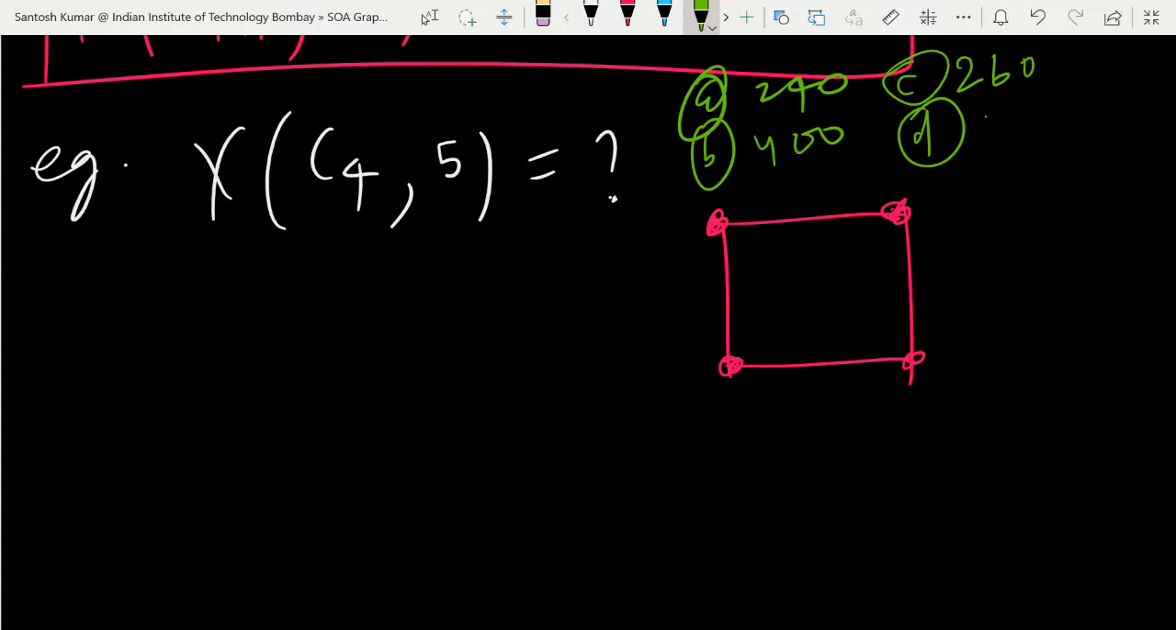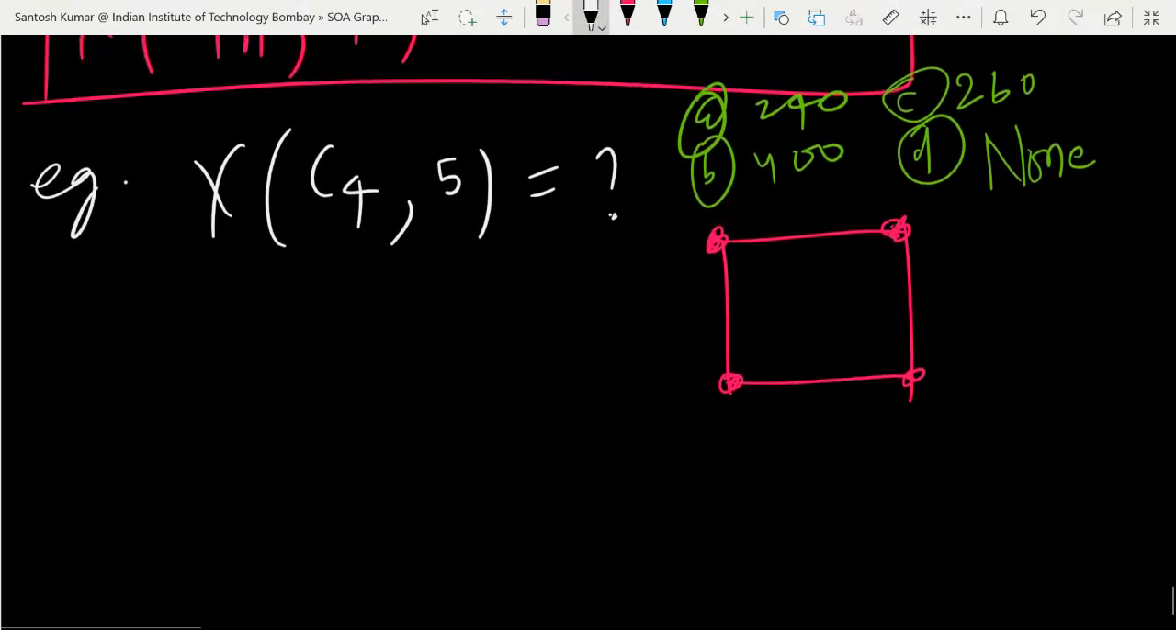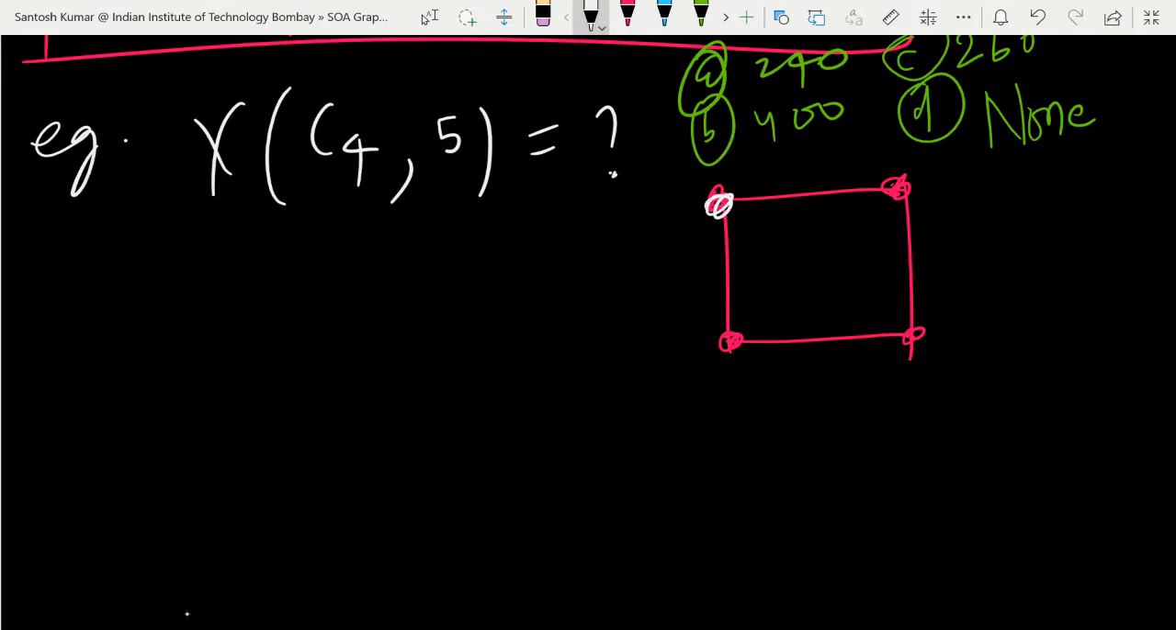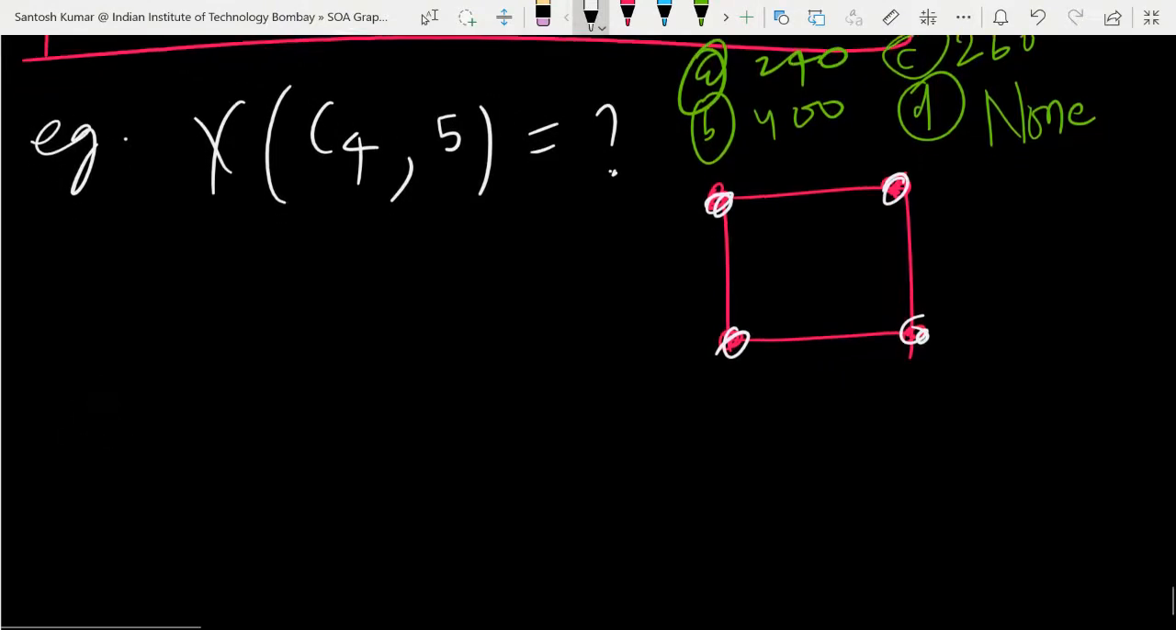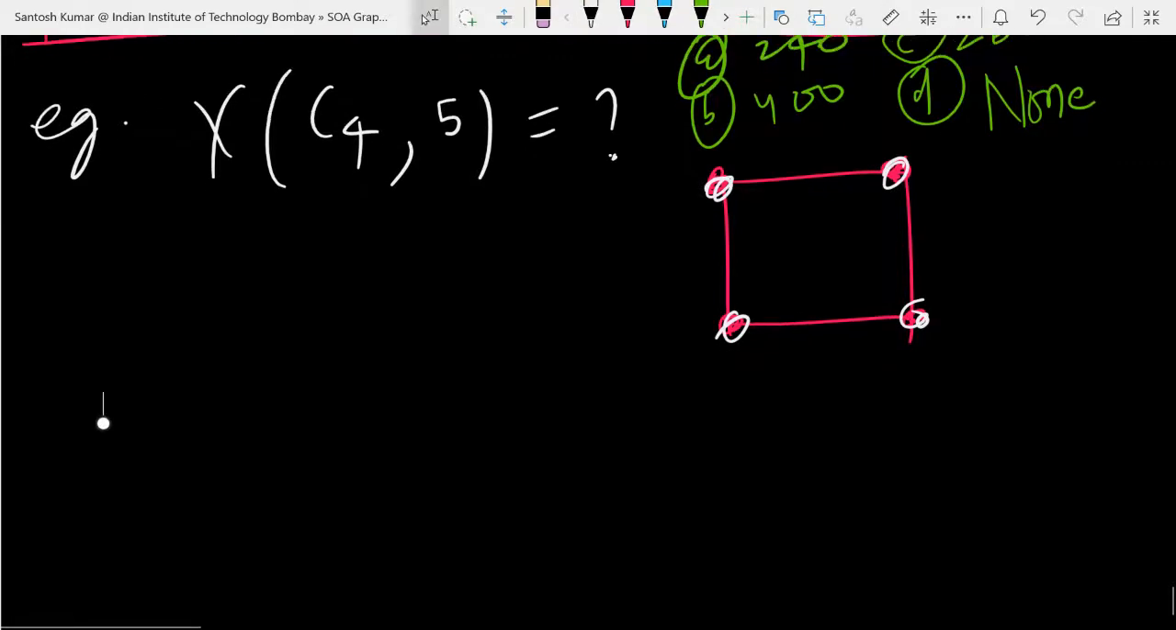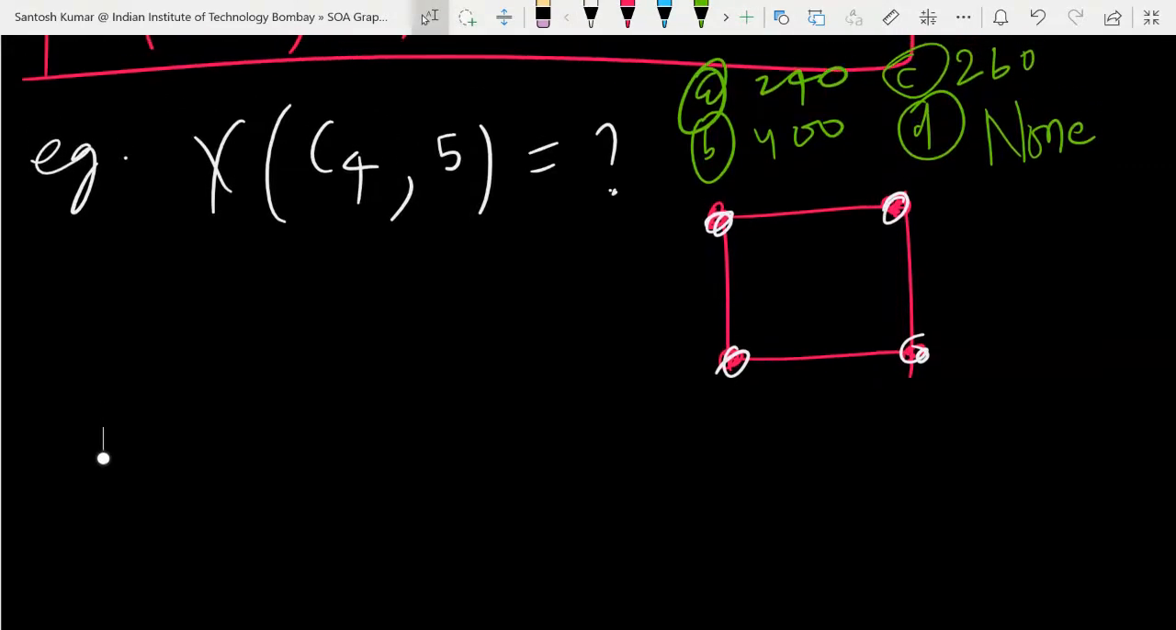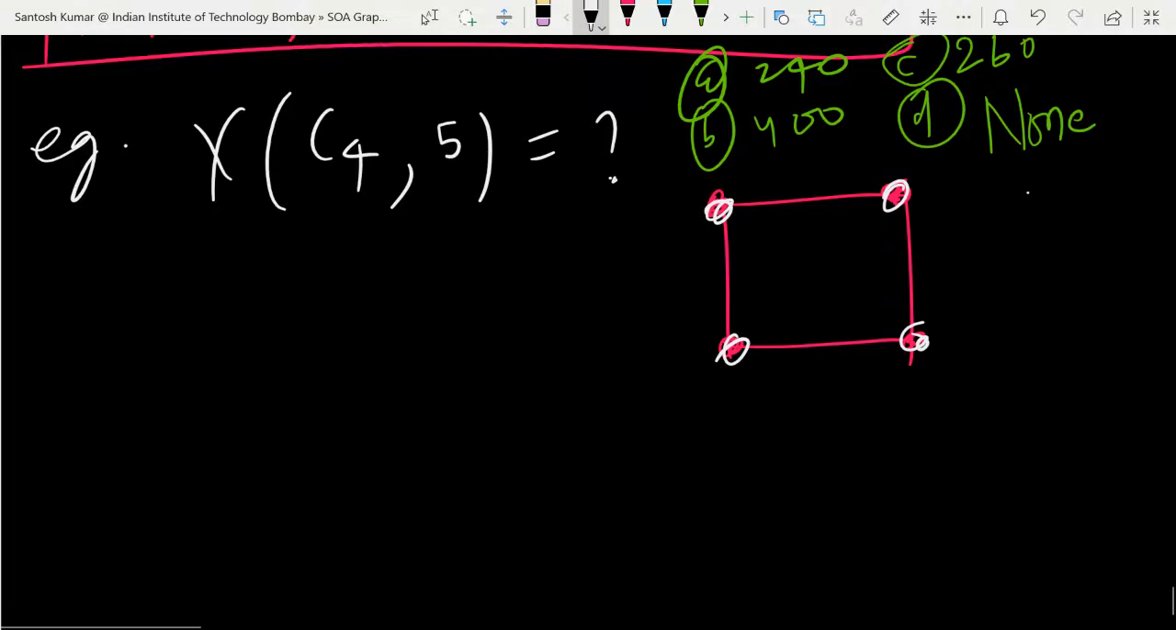Okay, no more. So, let me write next option as none of these. So let us try. We have 4 vertices in a cycle and we have 5 colors available. So it is not necessary to use all 5 colors at a time. So we can use one or two.